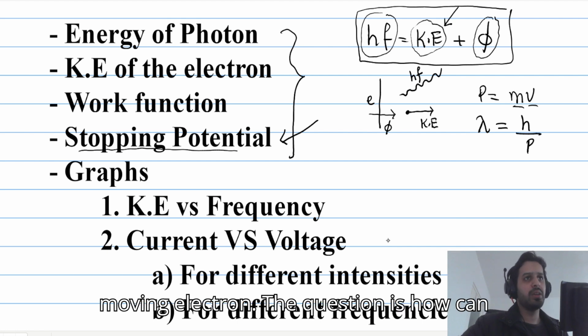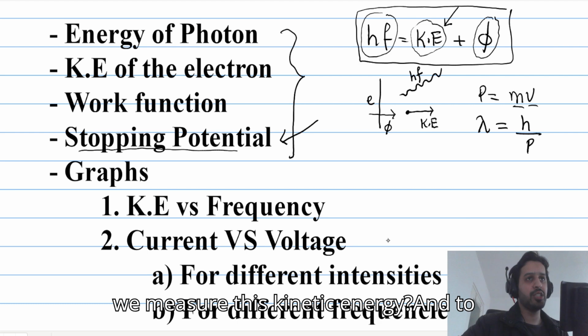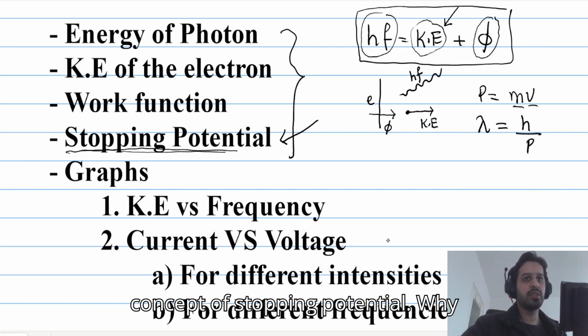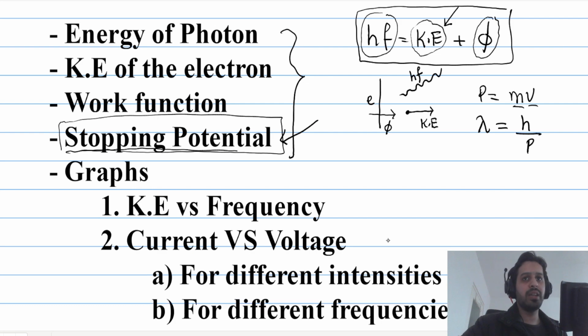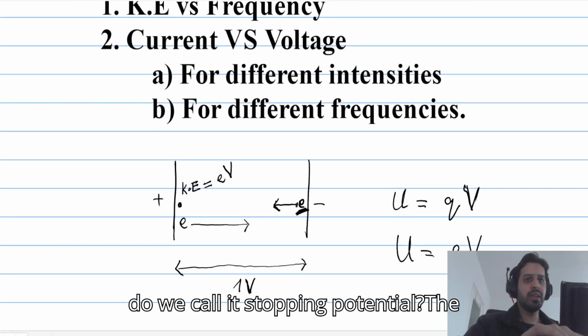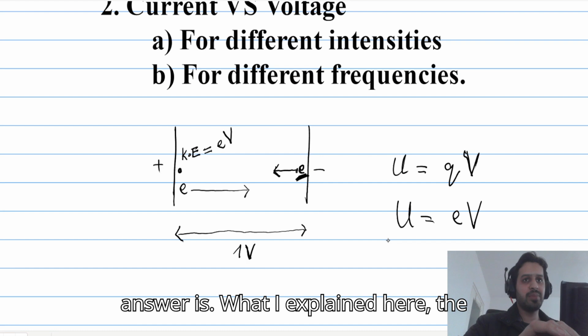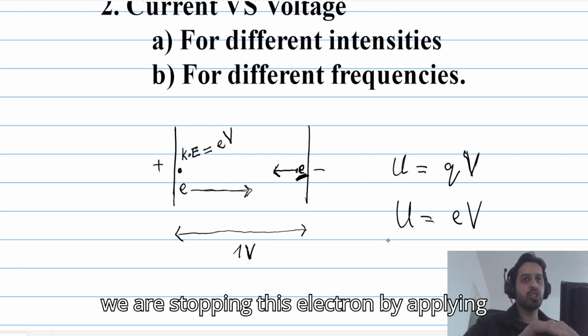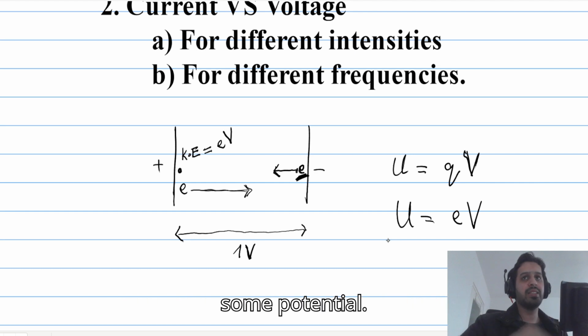The question is, how can we measure this kinetic energy? And to measure this kinetic energy, we use the concept of stopping potential. Why do we call it stopping potential? The answer is what I explained here. The electron is moving towards this plate, and we are stopping this electron by applying some potential.